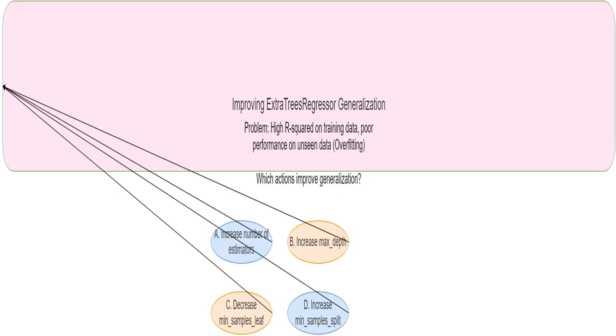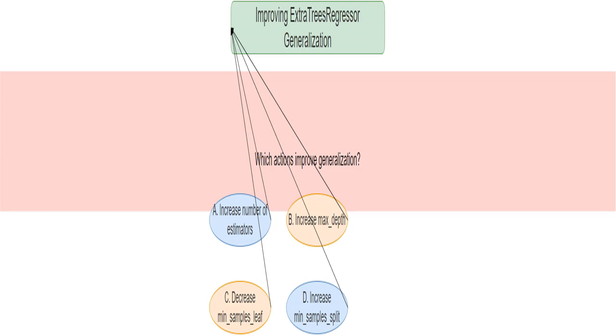We're trying to make an ExtraTreesRegressor model, which is a type of machine learning model, better at predicting house prices on new, unseen data. It's currently overfitting, doing great on the data it's trained on but poorly on new data. We'll explore ways to improve this generalization ability. The model has a high R-squared score on the training data. That sounds good, right?